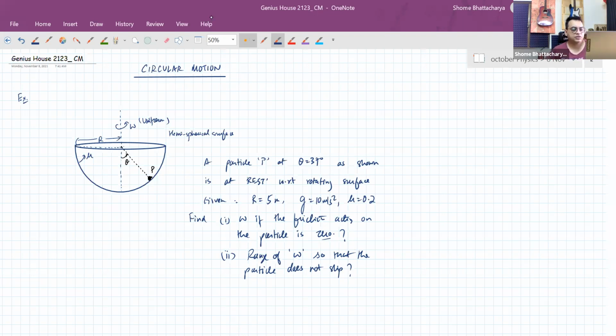So let's begin with this question. Just try this out. When you make the free body diagram, you see it is somewhat similar to what you've seen for banking angle of roads. So just begin by making the free body diagram for the given particle and see how that works out.